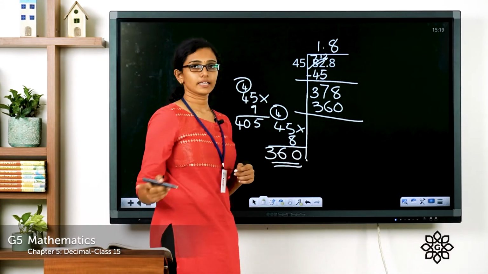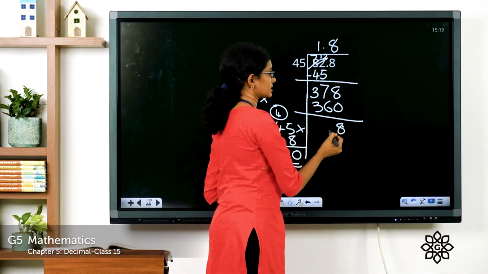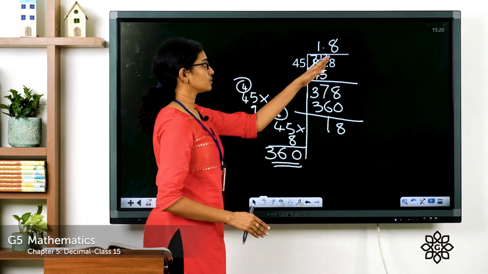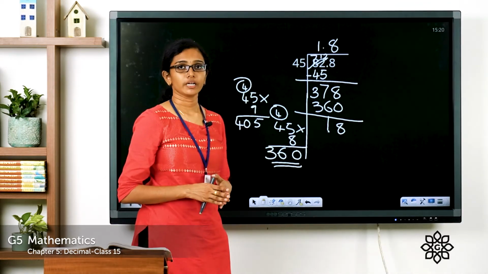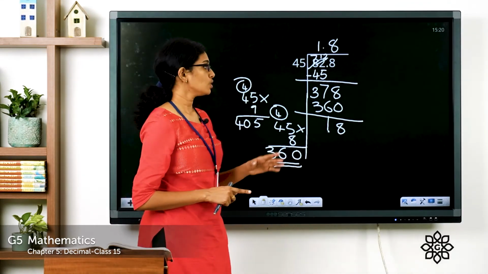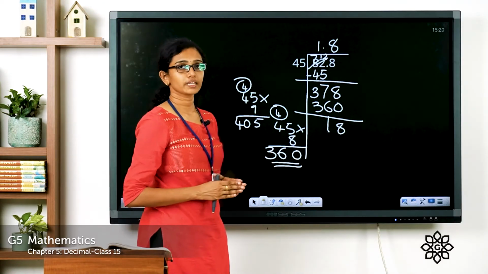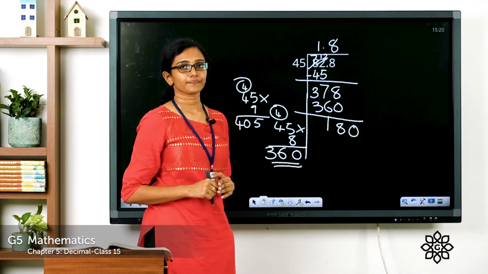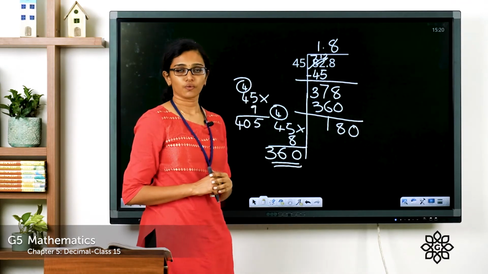Now subtracting the numbers, we get 8 minus 0, 8. 7 minus 6 is 1. And here we got 18. Do we have any more digits to bring down? No. But the division is not complete. We should get the remainder as 0. So let's put 1 0 to the right of this 18 and proceed with the division. So that will make this 18 180. Right now we have to divide this 180 by this 45.